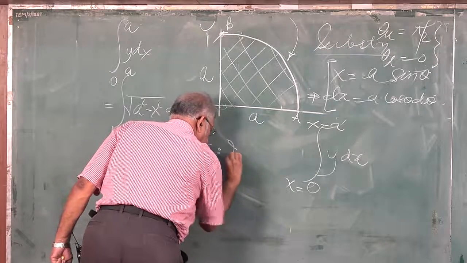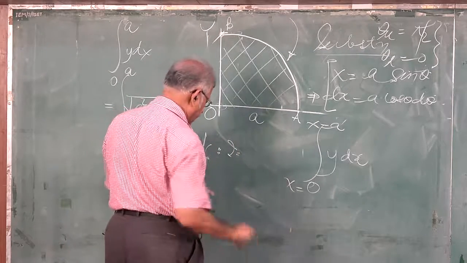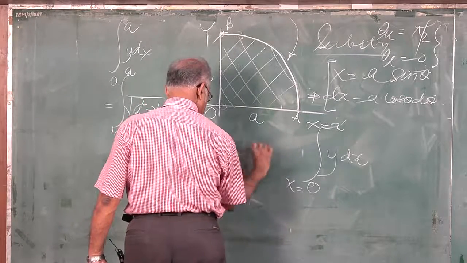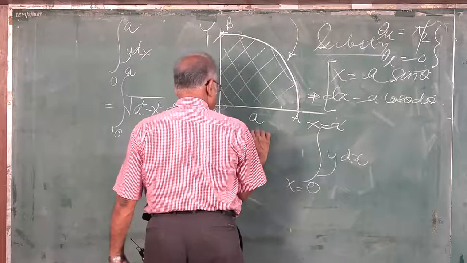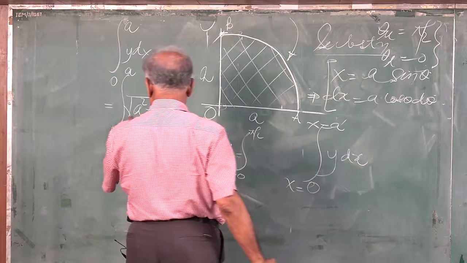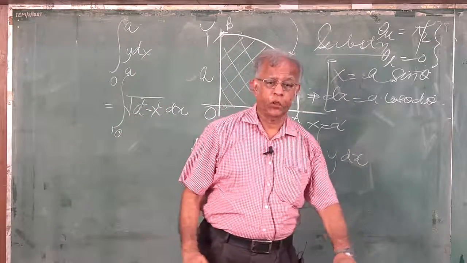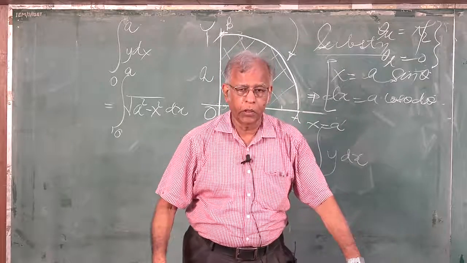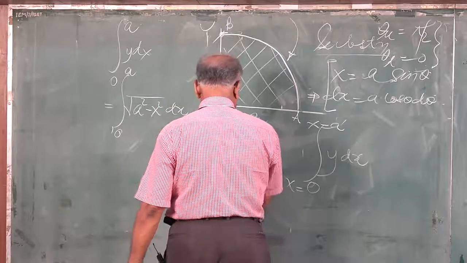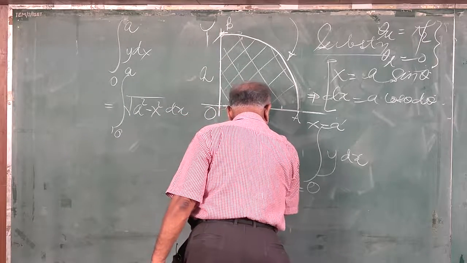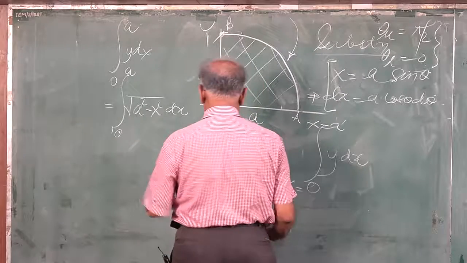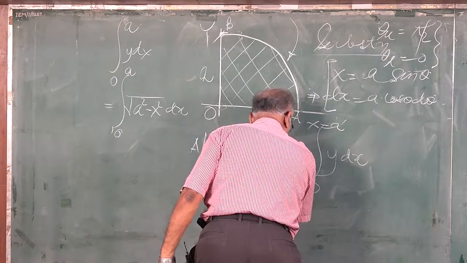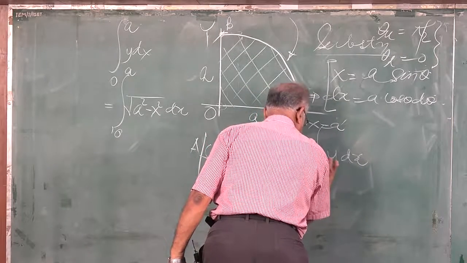the required area, we'll denote it by A for area, is equal to the integral from 0 up to pi by 2. This becomes a cos theta, because a squared minus a squared sin squared theta is a squared cos squared theta. If we take the square root, it is a cos theta. And dx is a cos theta d theta. So we write a cos theta d theta.